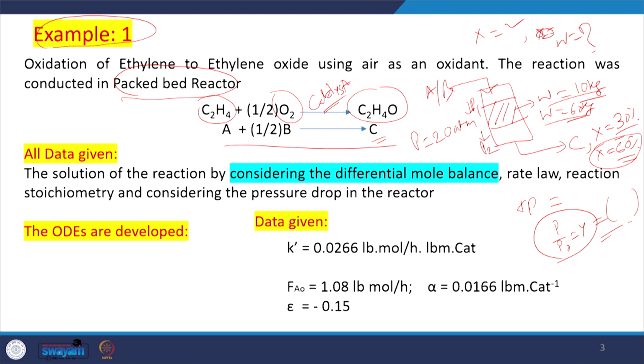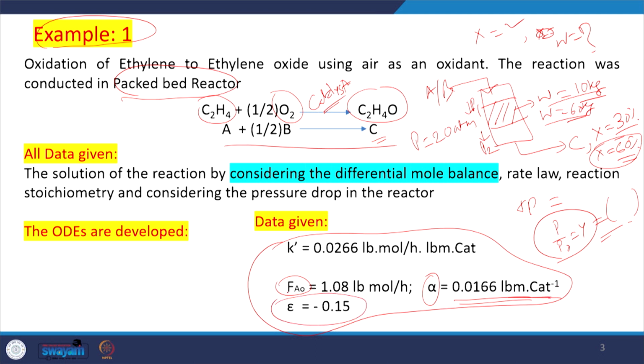For this particular reaction, these parameters are given: the initial molar flow rate of the reactants, and the alpha value. Alpha has units of inverse kg or inverse pound mass of catalyst, and epsilon is the fractional volume change for this reaction. K prime is the reaction rate constant, which is given.